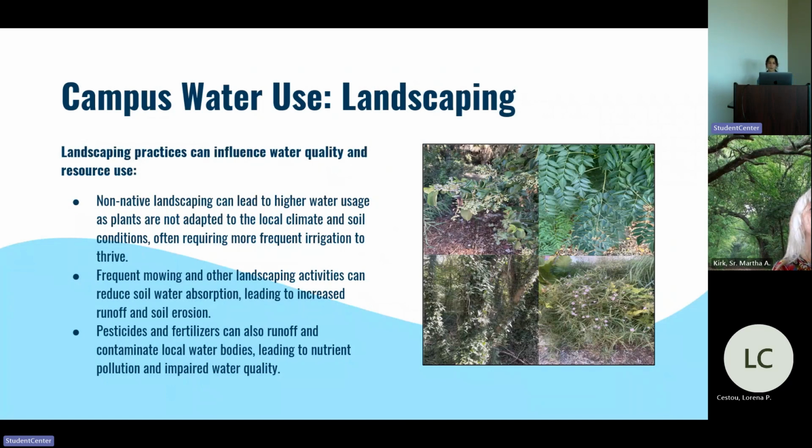But non-native plants can also increase reliance on fertilizers and pesticides, which have the potential to run into nearby bodies of water. And this is especially relevant here at UIW since we are located on the headwaters. So any pollutants that we introduce here on campus have the potential to enter the river and flow downstream through the rest of the river. Frequent landscaping practices, like mowing, can also cause soil erosion, which leads to sedimentation and can further degrade water quality.